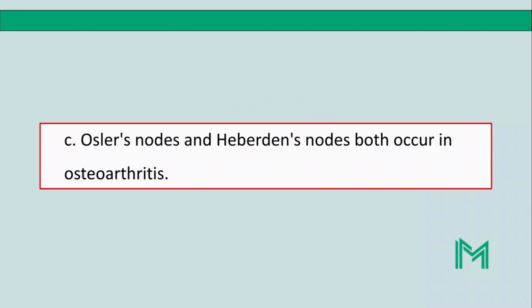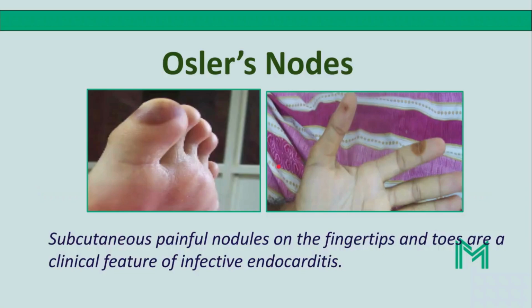Let's look at the next statement. It says that Osler's nodes and Heberden's nodes both occur in osteoarthritis. Now let's look at what Osler's nodes are and what Heberden's nodes are. Osler's nodes are subcutaneous painful nodules that you may find on the toes and on the fingertips, and you commonly see them in infective endocarditis. So we do not see Osler's nodes in osteoarthritis, we see them in infective endocarditis.